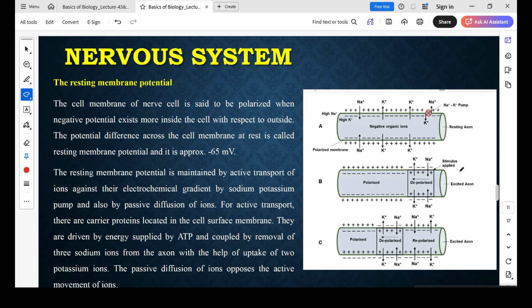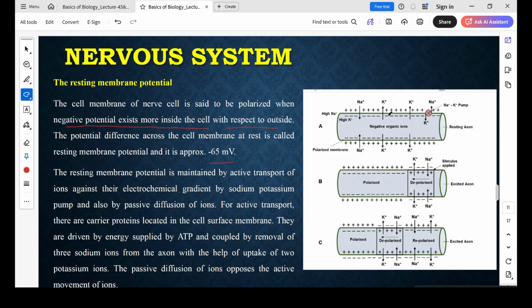The nervous system, even in its resting state, has a membrane potential of approximately -65 millivolts. The cell membrane of the nerve cell is said to be polarized when the negative potential exists more inside the cell with respect to outside. So there is more negative potential inside than outside.